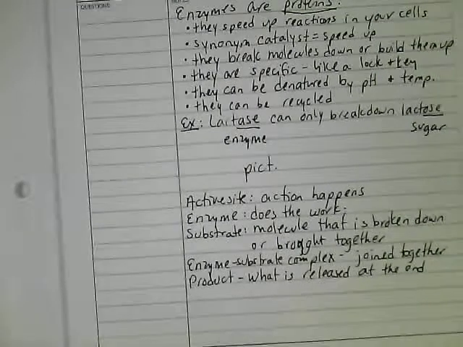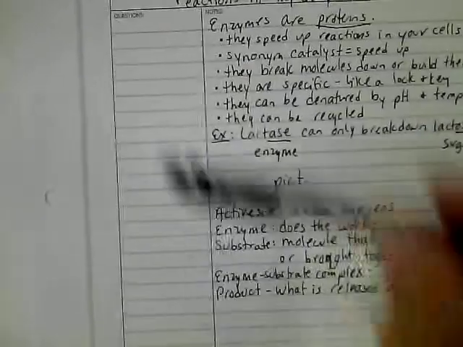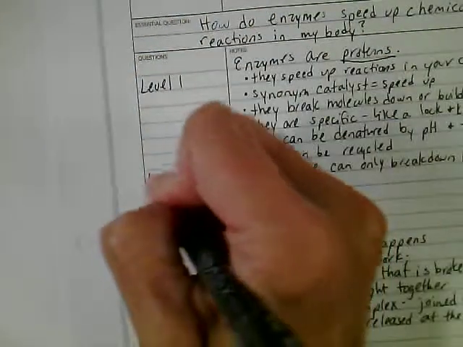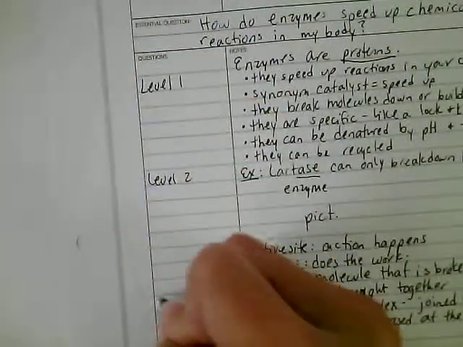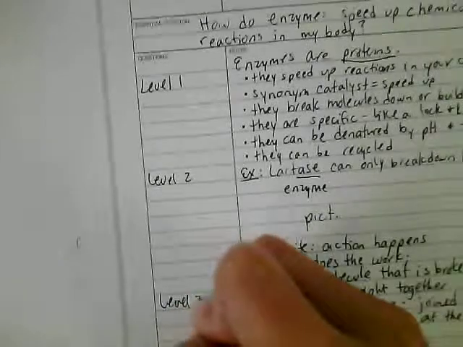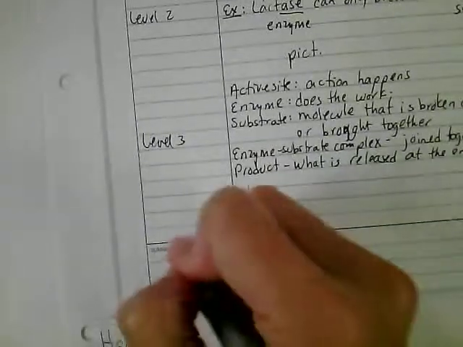So anyway, that's the end of this lesson, and go ahead and do your Cornell questions. Go ahead and do a level 1, a level 2, and a level 3. Okay? And go ahead and do your summary. Please do a 2-sentence summary. And that is it. Have a great day.